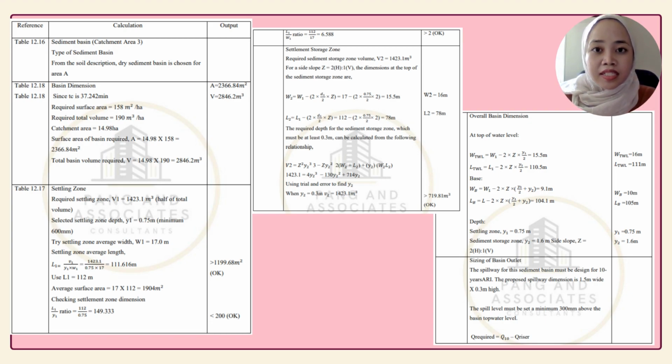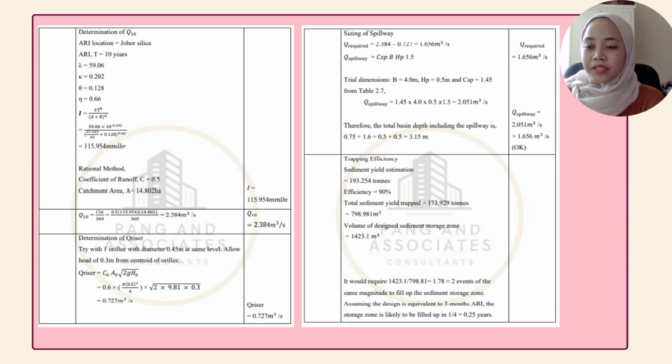From this calculation we conclude the spillway for the sediment basin must be designed for 10 years ARI, and the proposed spillway dimension is 1.5 meter width and 0.3 meter height, and the spill level must be set at a minimum of 300 above the basin top water level. Next we continue to determine the Q time. The ARI location that we choose is Johor Silica, and the ARI time equal to 10 years, and we get Q10 equal to 2.384 meter cube per second.